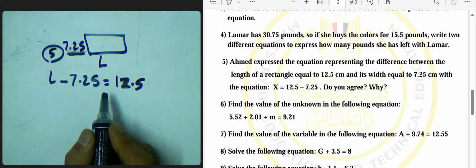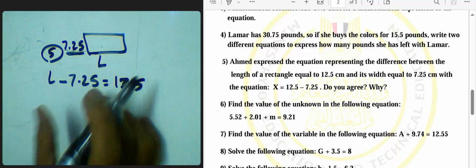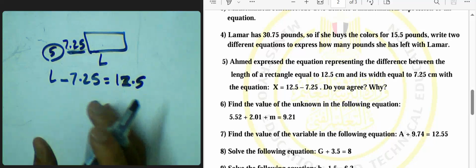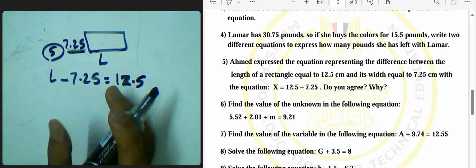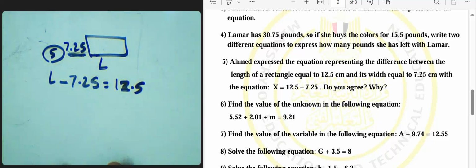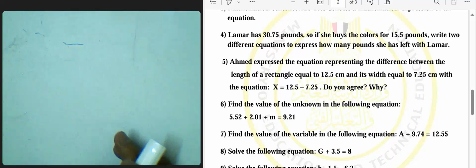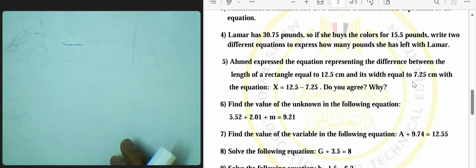نقول احمد express the equation represent. الايكويشن كانت بتعبر عن الفرق between length of rectangle to 12 cm and its width equals 7.5. What's the equation? تعالوا نترجم المسألة كويس كده تاني يا ولاد. يعني أحمد هنا express the equation، أحمد عبر عن المعادلة التي تعبر عن الفرق بين الطول اللي هو length of rectangle اللي هو كان بيساوي 12.5 and its width والعرض اللي هو الويدث كان موجود بالايكويشن دي. طبعا دي صح يا ولاد، تمام.